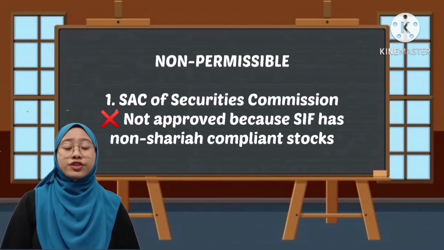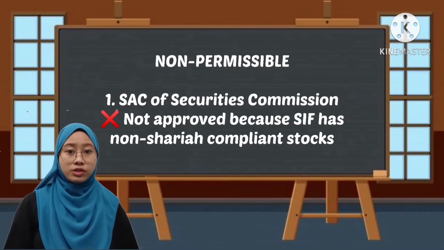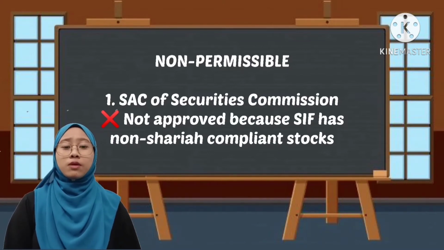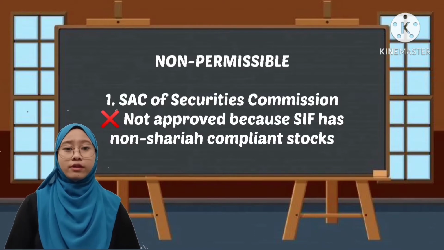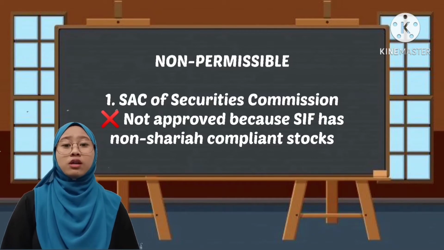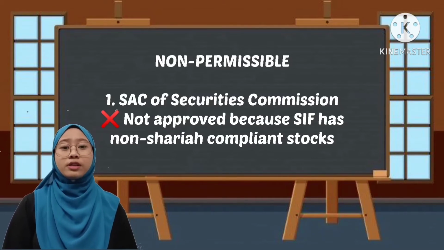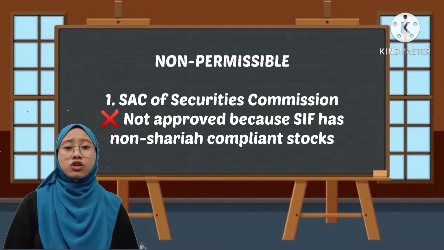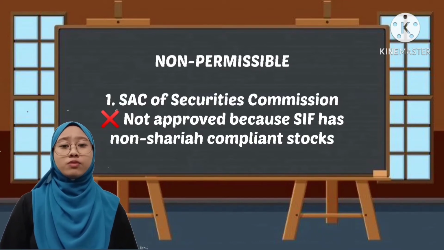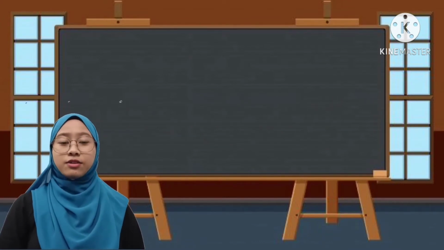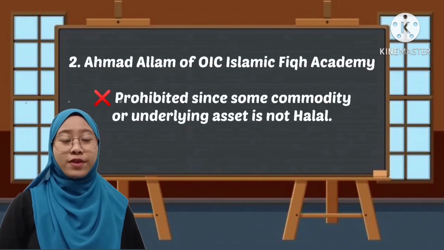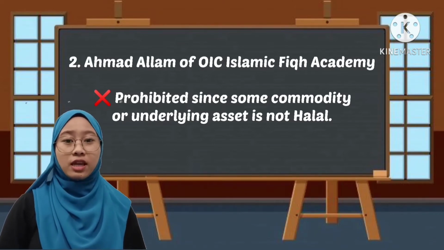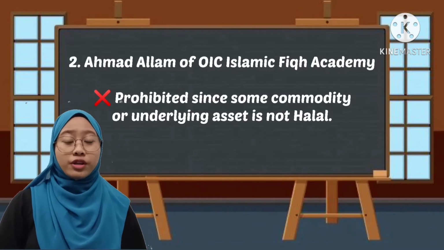According to the Sharia Advisory Council of the Securities Commission, stock index futures were permissible at the beginning, but currently Bursa Malaysia is more based on stock index futures that include non-Sharia compliant stock. Therefore, it is not permissible and not approved by Muslim scholars. Next, Ahmad Alam of the OIC Islamic Fiqh Academy also rejected it, saying that stock index futures contracts are prohibited since some of the underlying assets and commodities are not halal.